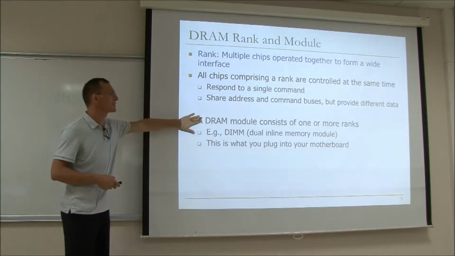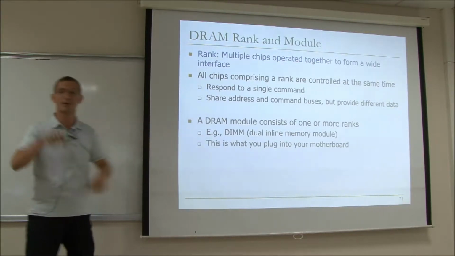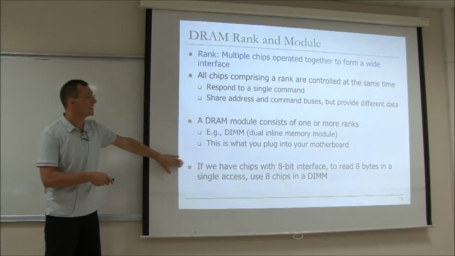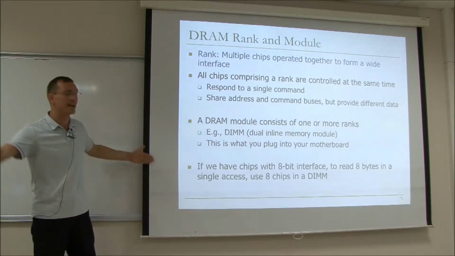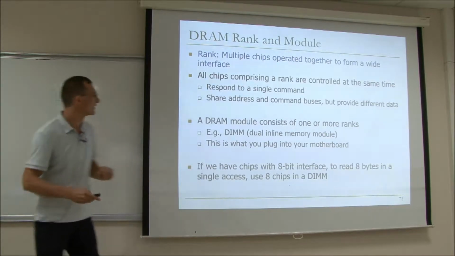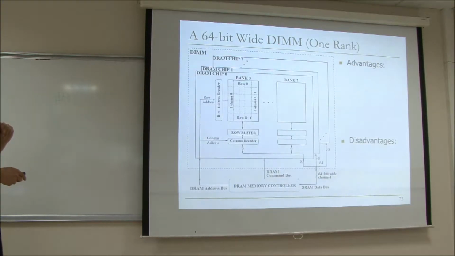Basically, a DRAM module consists of one or more ranks. One example is the dual inline memory module, and this is what you plug into your motherboard. If you have chips with an 8-bit interface, for example, to read 8 bytes in a single access, you put together 8 of these chips in a DIMM. So in a rank, you have 8 chips, basically. And this is what it looks like. This is one rank of a DIMM, a dual inline memory module, and you have 1, 2, 3, 4, 5, 6, 7, 8 DRAM chips that are operated together. This is the rank.